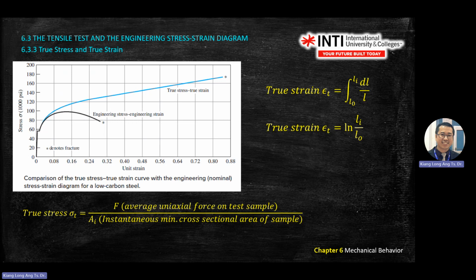Okay. Then when you do ln, it becomes ln of Li over Lo. Like that. Then you substitute your L there. Lo is the gauge length. Li is the instantaneous gauge length. So in the tensile machine, this is already programmed in the machine.